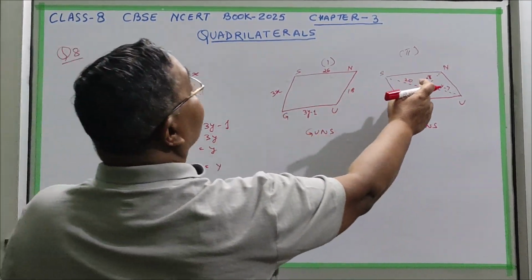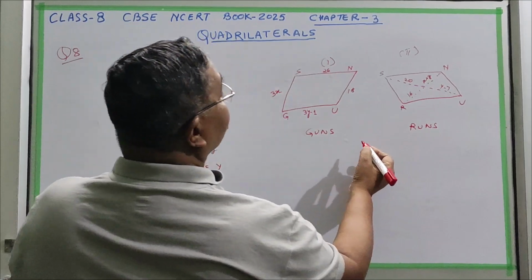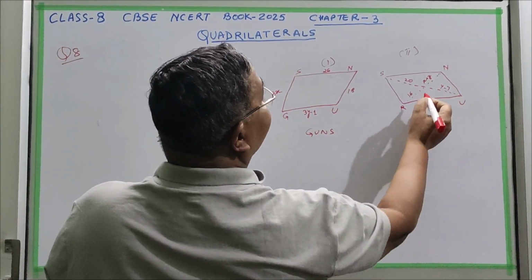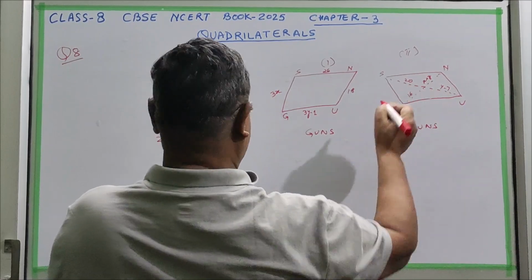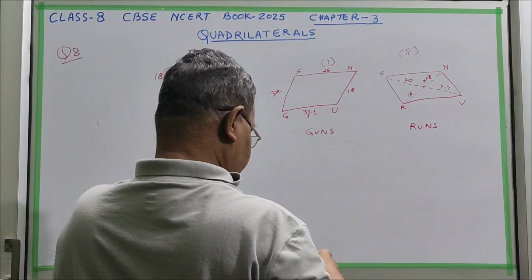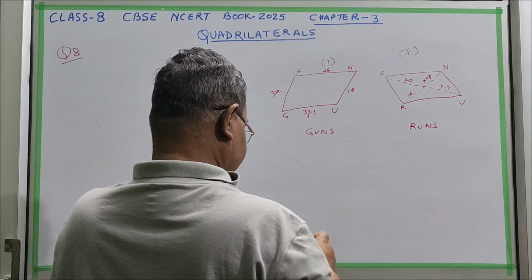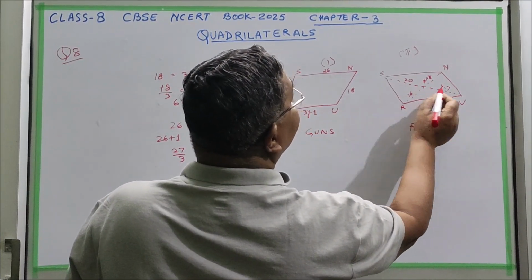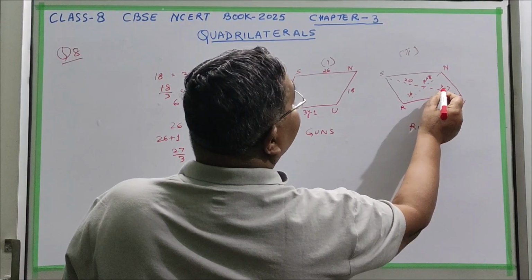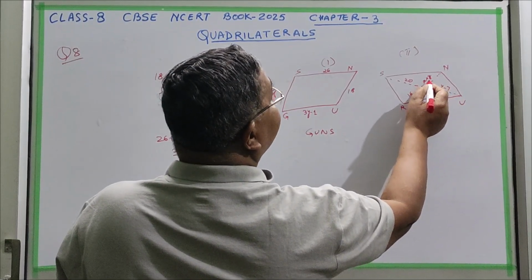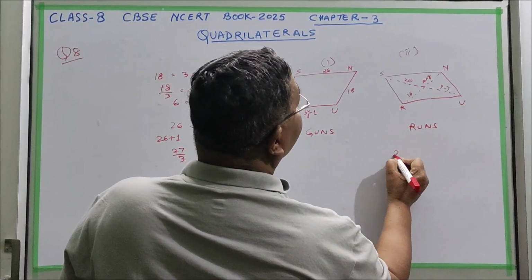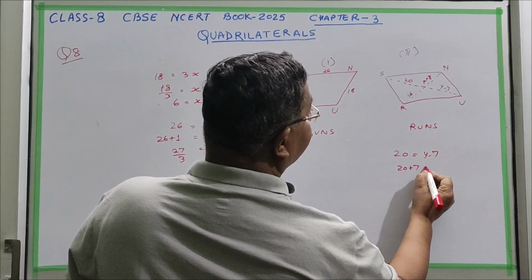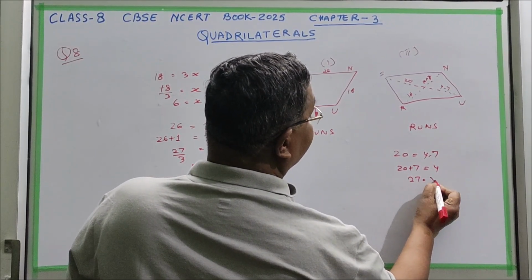So now we are coming to the second question. In this question, we know that the diagonals bisect each other. Bisect means they cut each other in the middle. So if it is 16, this will also be 16. If it is 20, this will also be 20. So first we will solve y, put y here, and then solve this also. So 20 is equal to y minus 7. So 20 plus 7 is equal to y, which means 27 is equal to y.